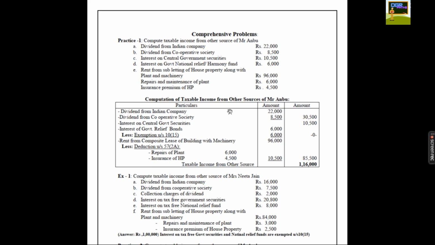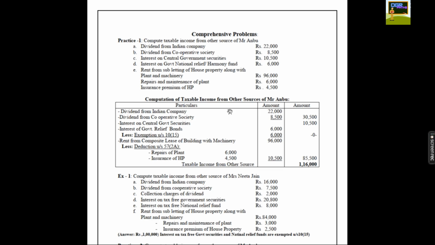Next, interest on central government securities. It was also fully taxable. Next, interest on government national relief bonds and communal harmony fund. It was fully exempt under section 10(15). Next, rent from subletting of house property along with plant and machinery. It is called composite lease. Here, repairs and maintenance of the plant and insurance premium of the house property, these two are deductible from that income. So, let me see the answer.